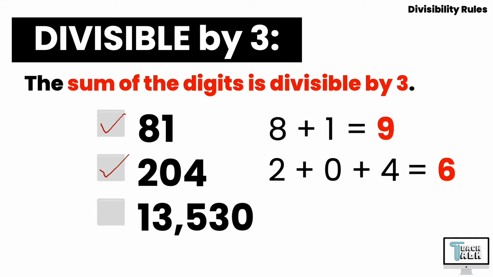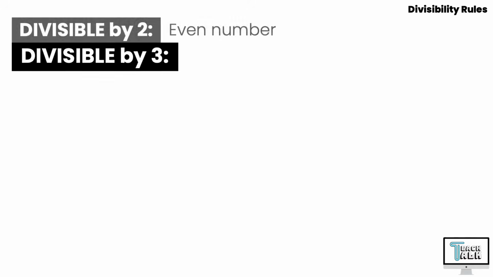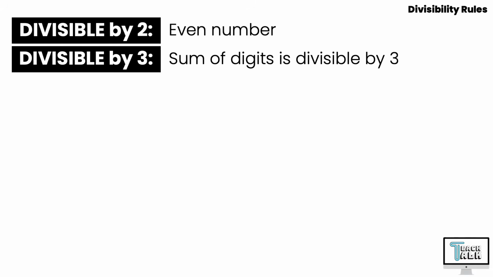Lastly, we have 13,530. Again, let's just add our digits. We have 1 plus 3 plus 5 plus 3 plus 0. 1 plus 3 is 4, plus 5 is 9, plus 3 is 12, plus 0 is 12. Is 12 divisible by 3? Yes. Therefore, 13,530 is also divisible by 3. Again, kapag divisible by 3, dapat ang sum of the digits is divisible by 3.